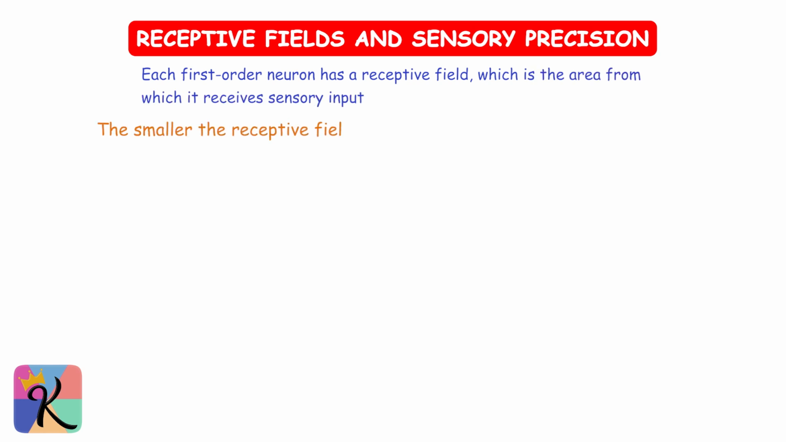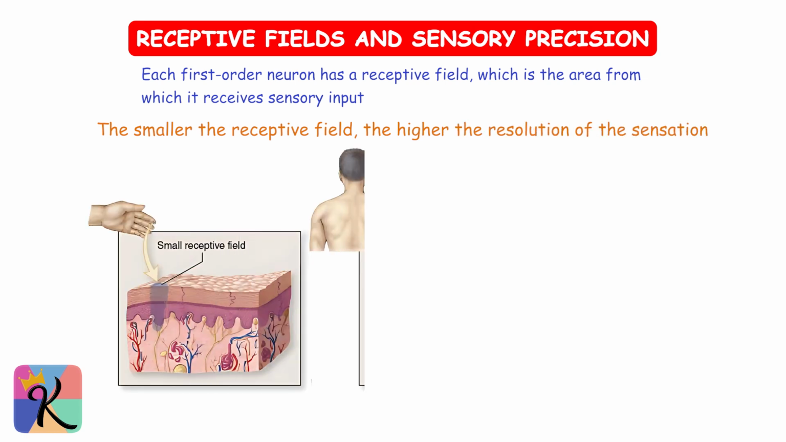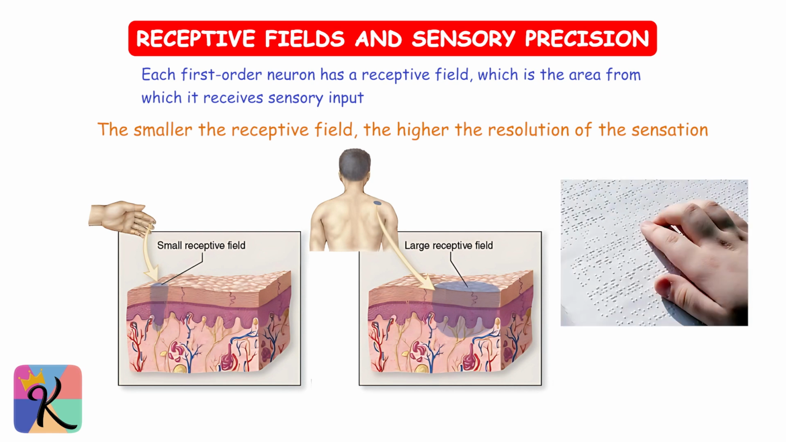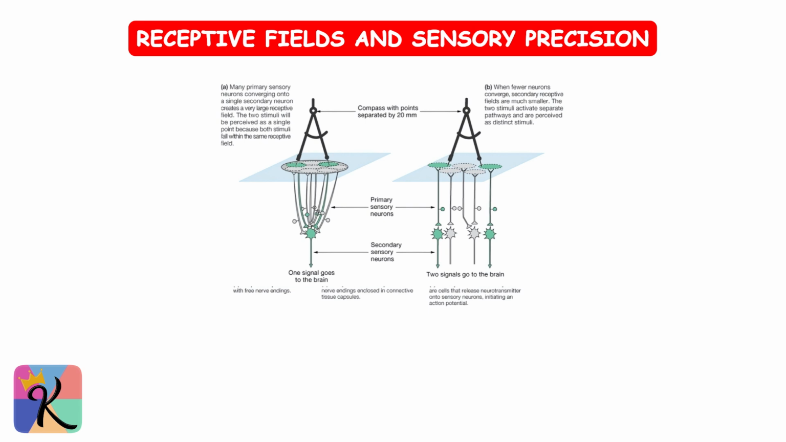Each first-order neuron has a receptive field, which is the area from which it receives sensory input. The smaller the receptive field, the higher the resolution of the sensation. For example, our fingertips have much smaller receptive fields than our back, allowing us to read Braille by feeling the raised dots with precision. In order for us to distinguish two nearby stimuli, the receptive fields of two sensory neurons need to be separated by at least one neuron's receptive field.